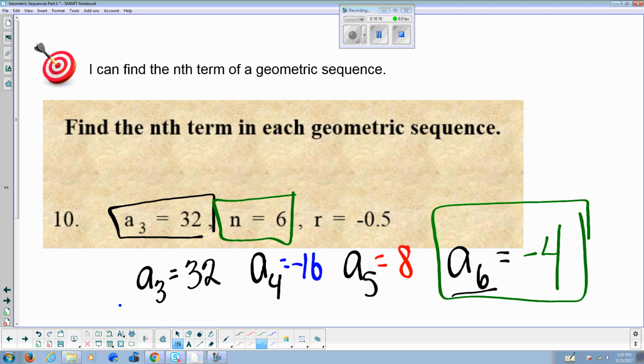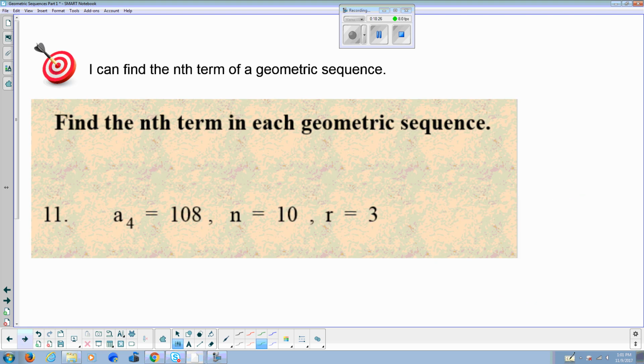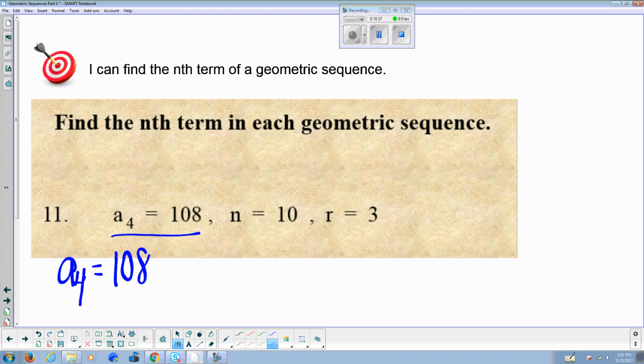So to find this nth term, if n is 6, I'm looking for the 6th term. They gave me the 3rd term. I was looking for the 6th term, so I only had to find 2 numbers in between to get there. Okay, this time you're given the 4th term. You're given A4. A4 is 108. We would go to A5, A6, A7, A8, A9, A10 will be here. And the common ratio is 3.